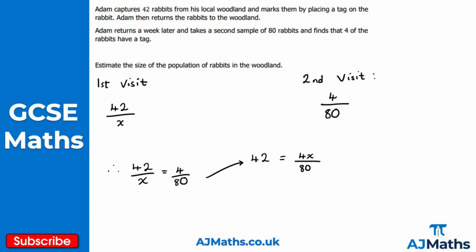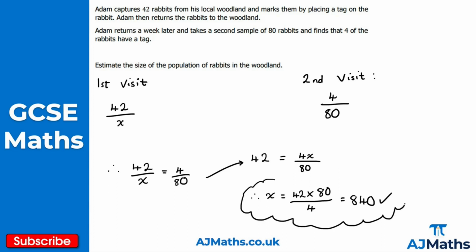So again, we're just rearranging here, making X the subject. Times both sides by 80, and then divide by 4, so we get that X is equal to 42 times by 80, and then divide by 4. And again, we need to put this into our calculator here, so 42 times by 80, and then divide by 4. And what we get here is 840 there, okay? So what that tells us then is our estimate for the size of the population of rabbits in the woodland. Okay, so that's our solution there for question 2.